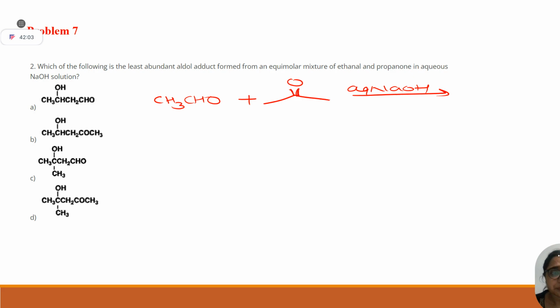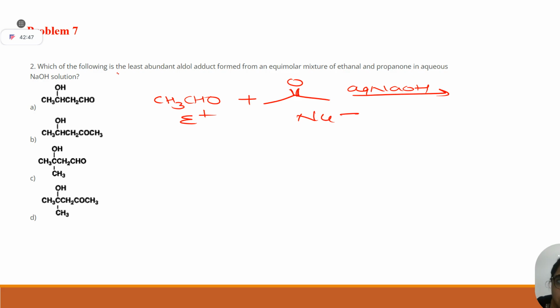Students, they are asking which of the following is the least abundant aldol adduct. Can anyone explain what they are asking in the question? Then I will explain. Before answering this, tell me, among aldehyde and ketone, which is more electrophilic, or more susceptible to nucleophilic attack? Aldehyde. The aldehyde carbon is more electrophilic. So one thing is clear: in the major aldol adduct, this will be your electrophile and this will be your nucleophile.